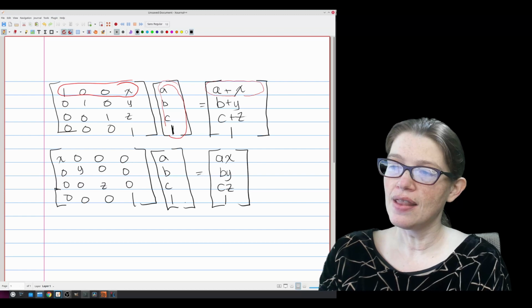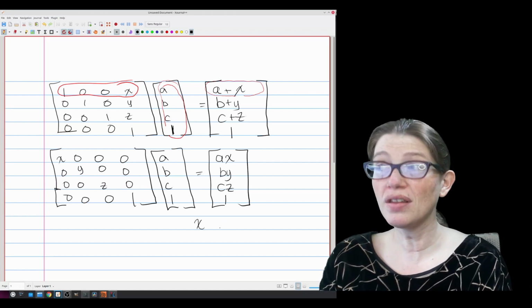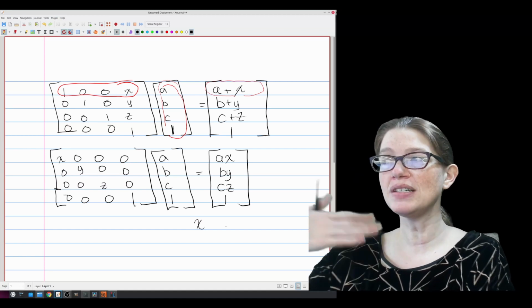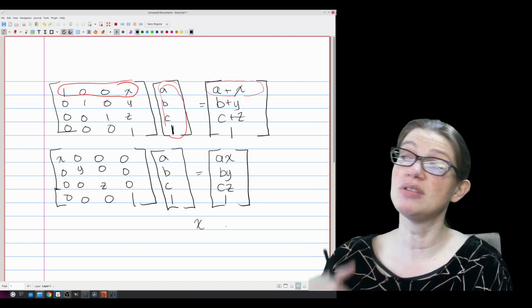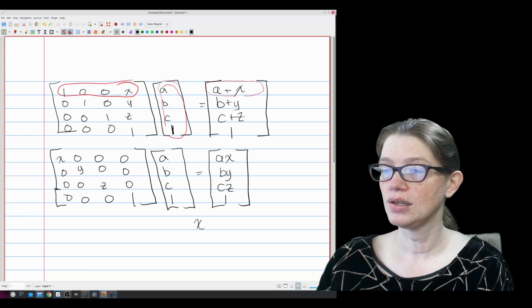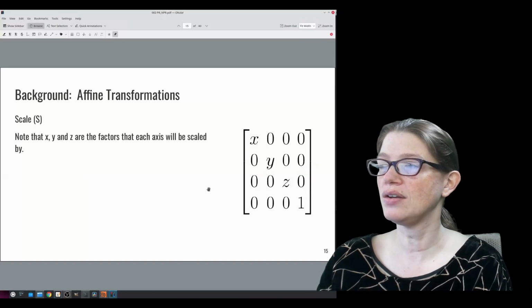Now, the value for the scale factor, x, we might be thinking, well, it has to be greater than 1, right? Nope. If you want something to be bigger, then you would make the number greater than 1. And if you want it to be smaller, make it smaller than 1. I'll do that in Houdini in a minute.